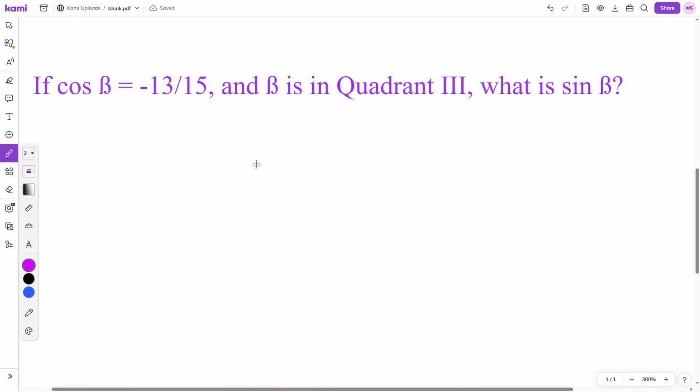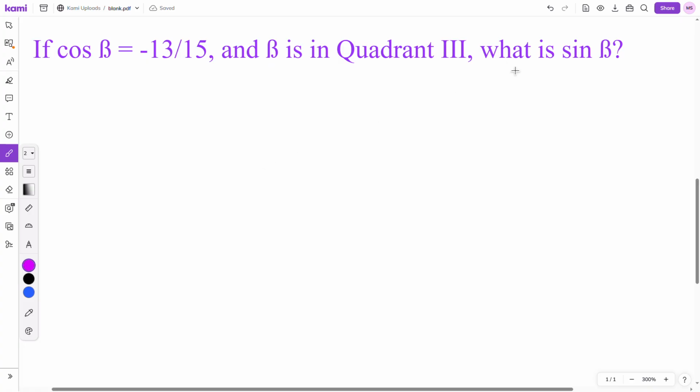And if you're watching this video for the first time, I recommend you pause at this point and try to solve for the sine of beta here. And we'll meet you later after you're done solving that, and then we'll go over the answer. And we're back. So if the cosine of beta is negative 13 over 15, and beta is in quadrant 3, what is the sine of beta?